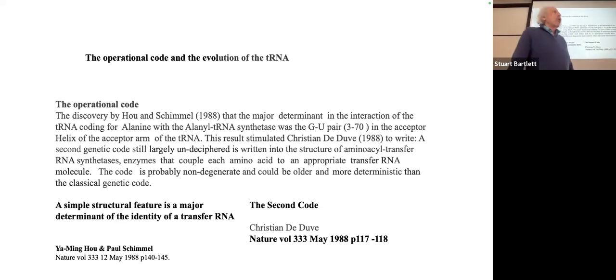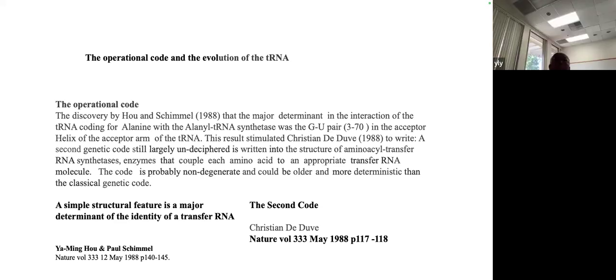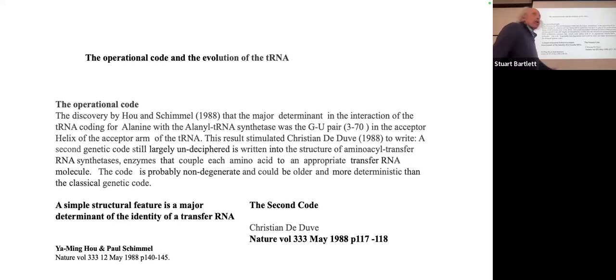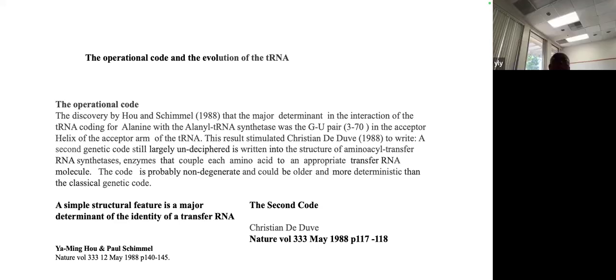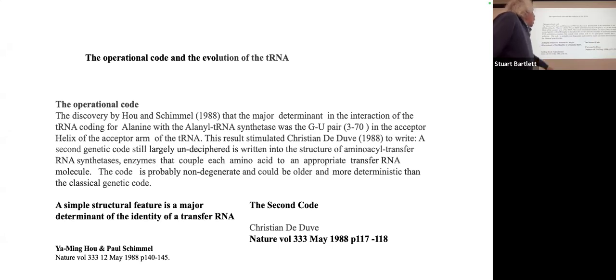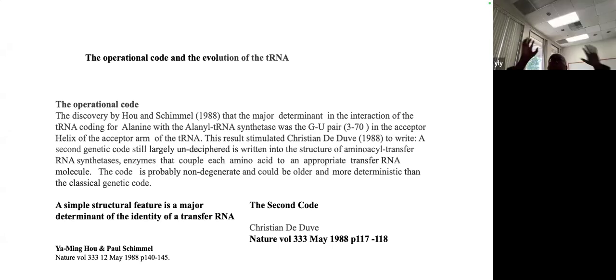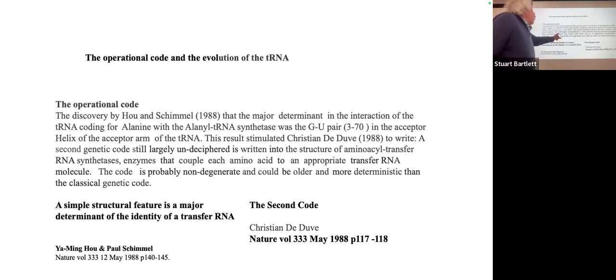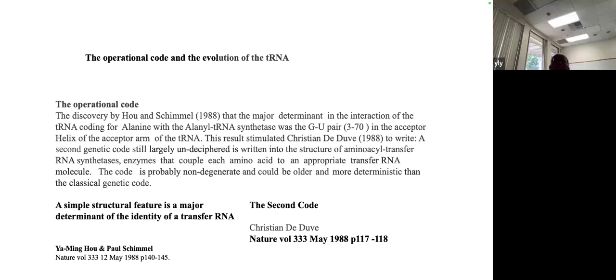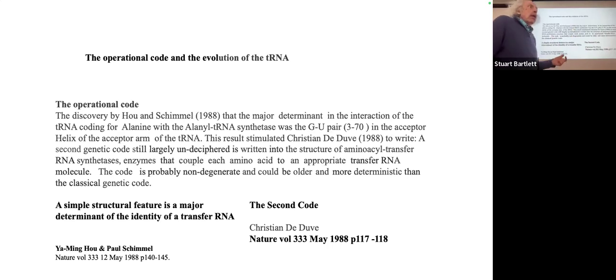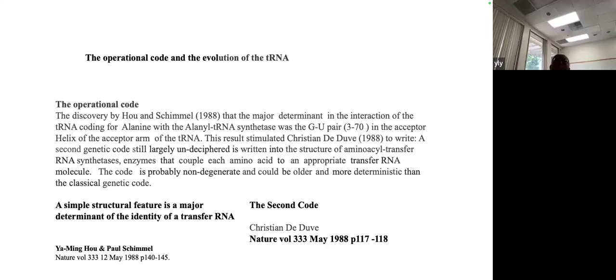And now I'm going to show you the origin of the genetic code. This is the so-called operational code. The operational code was discovered by Hou and Schimmel in 1988. The major determinant in the interaction of the tRNA for alanine with the alanyl tRNA synthetase was the GU pair, a single base pair in the acceptor helix of the acceptor arm of the tRNA.